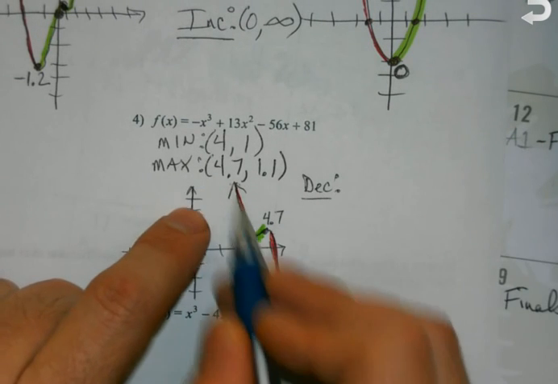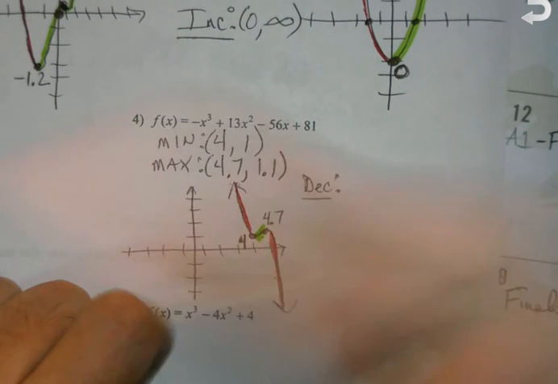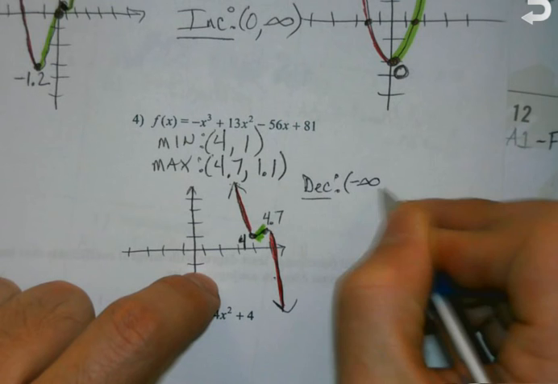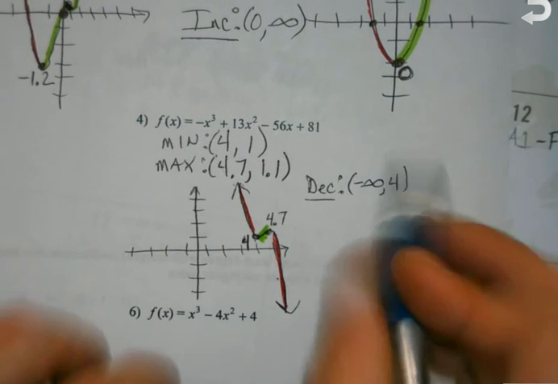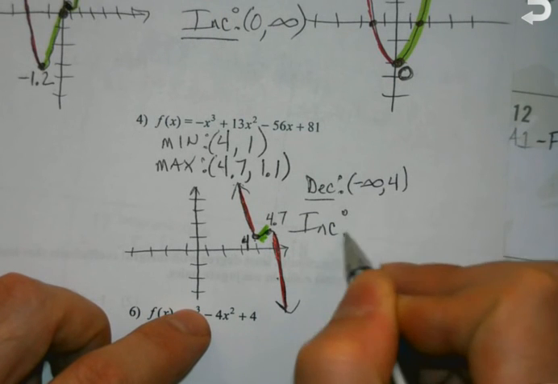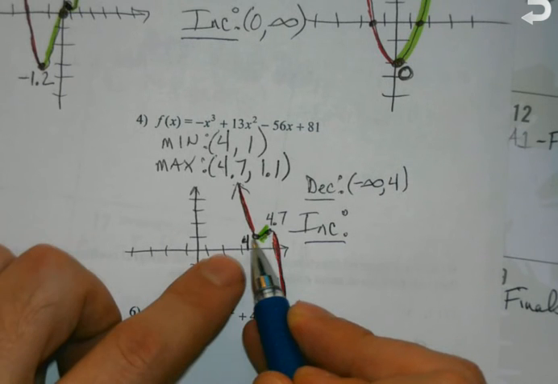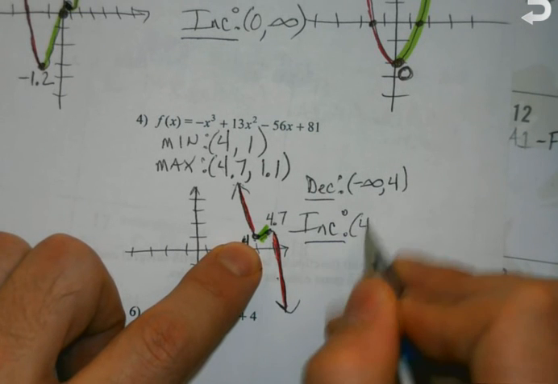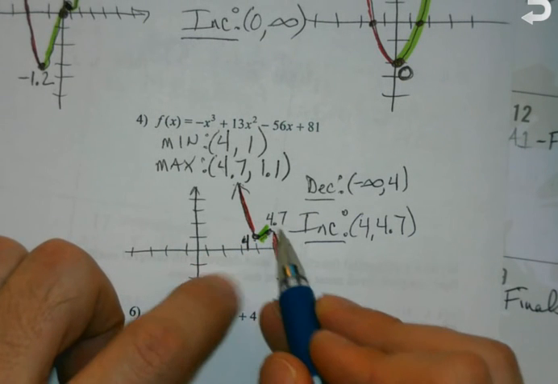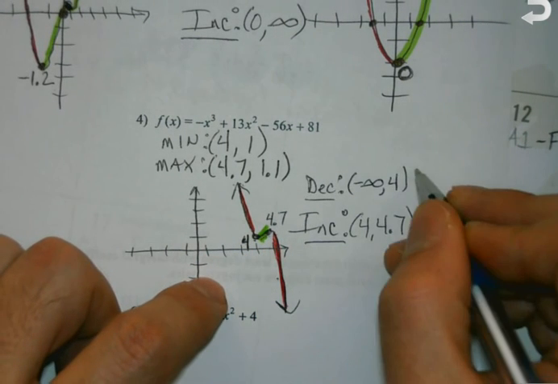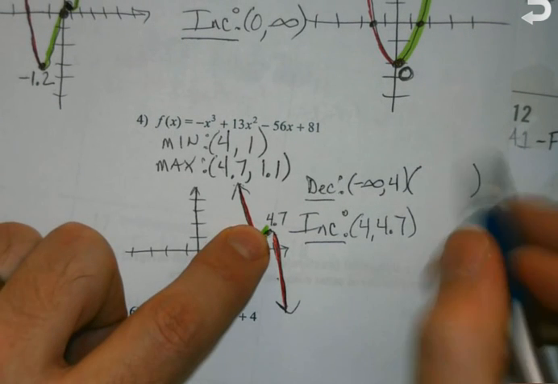What's my first area? How would I write that as far as interval notation goes? Okay, negative infinity up to 4. So anywhere from over here down to this point is decreasing. But then it starts to increase again. What's my interval in my little increasing spot? Okay, from 4 to 4.7. And then it goes right back to falling off the face of the map here. So what's my last decreasing interval going to be? 4.7 to infinity.